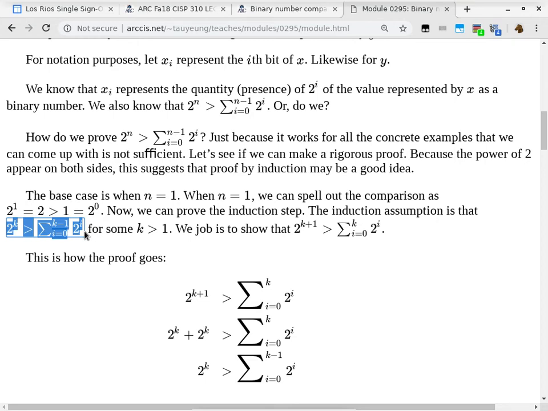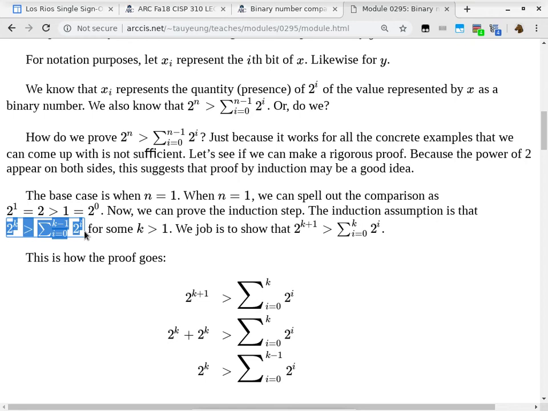So the proof here is pretty normal, pretty easy. 2 to the power of k plus 1 is greater than sigma, i goes from 0 to k, 2 to the power of i. That's what we want to prove. And then I just have to express 2 to the power of k plus 1 as 2 to the power of k plus 2 to the power of k. Is that okay? Because it's basically 2 times 2 to the power of k, so I just write it out as a summation. Is that okay?